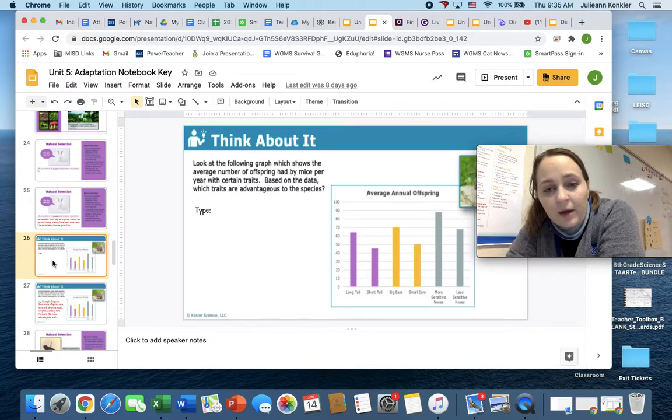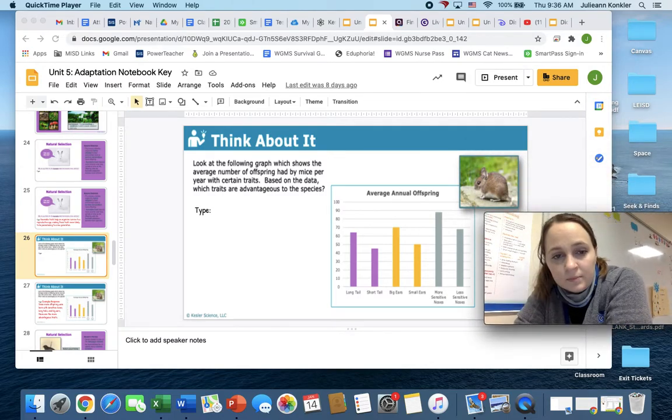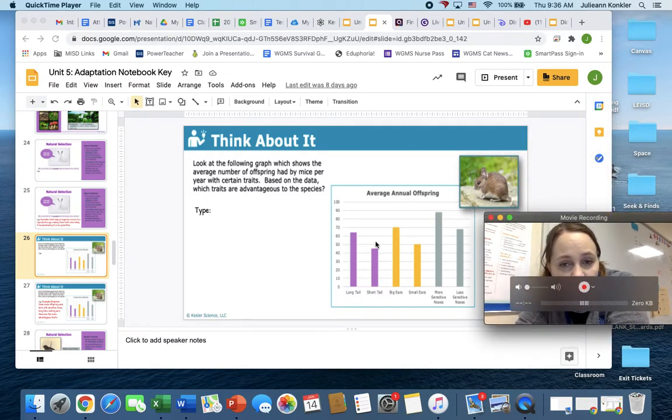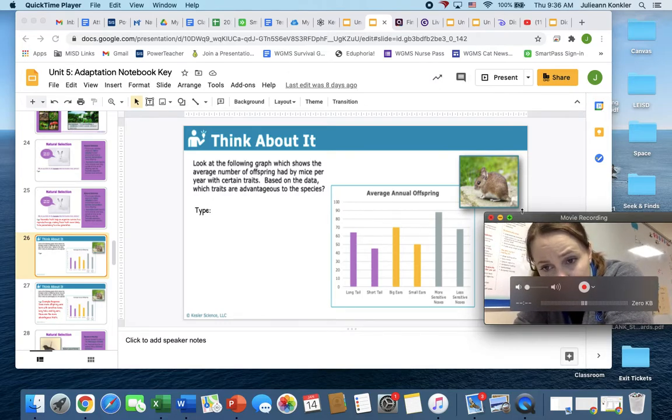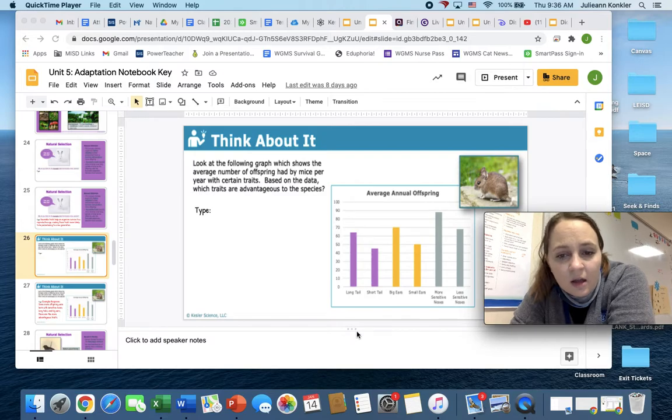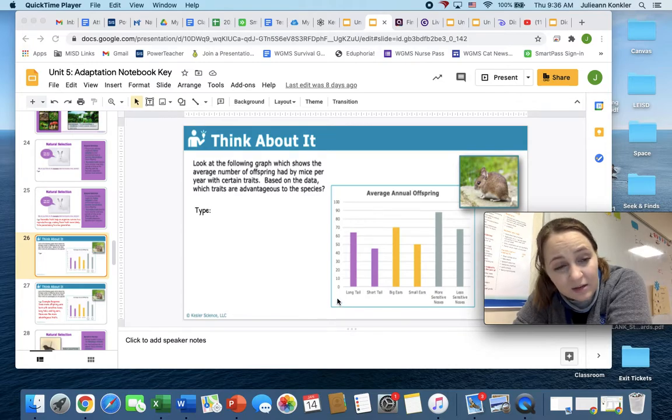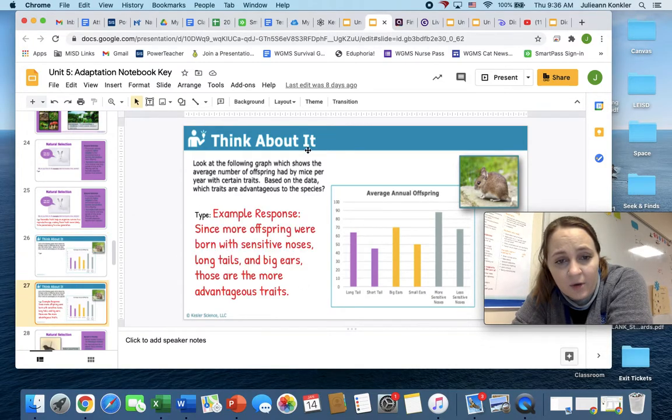Number 26, we are analyzing the graph about a mouse. Get this down so you can see. And it's graphing how many offspring, how many babies are being made by the mouse each year. I believe it's a year based off of that. Yep. Okay, so you can see which traits are the stronger ones, helping them survive more and not being eaten as much. So from our graph, we can see that the sensitive noses are a trait that's being passed down more often. Long tails and big ears, because they're helping those mice survive.